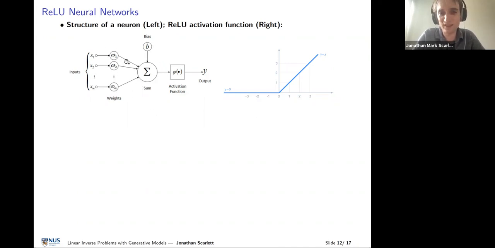Hopefully most of you have seen ReLU neural networks before. This is an illustration of a single neuron. A neuron takes all the inputs, multiplies them by weights, and passes them through a nonlinearity. This now famous nonlinearity is the ReLU. Just clip the negative part to 0, keep the positive part as the identity.